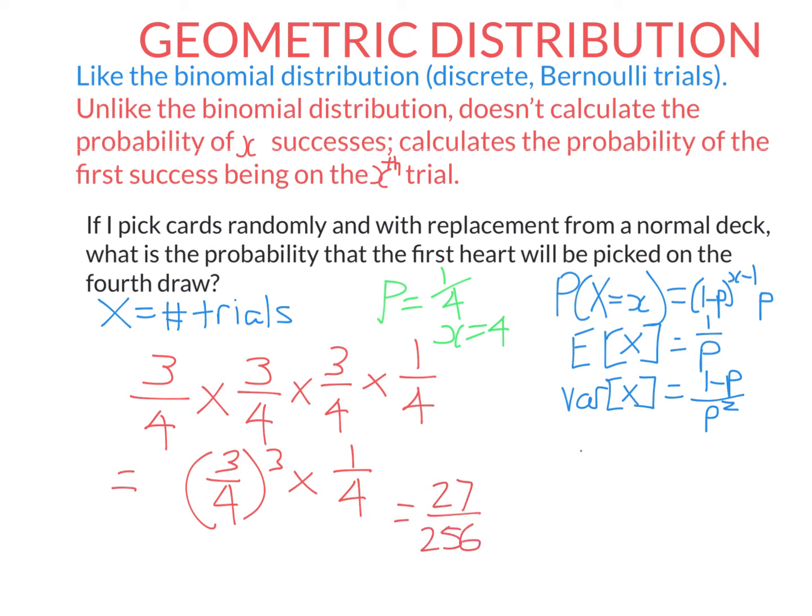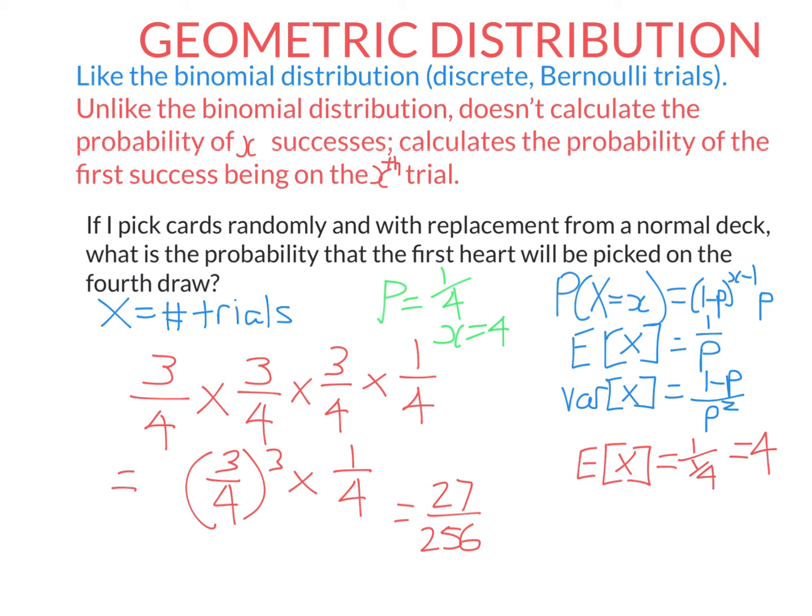So what would E(X) be? Well, remember, big X, the random variable, is the number of trials. So the expected number of trials is 1/P, 1/(1/4), which gives us 4. So this is saying if I keep picking a card randomly from a normal deck with replacement, I would expect that it would take me 4 trials before the first success. And that makes sense. That's saying that every fourth draw I would expect to get a heart.